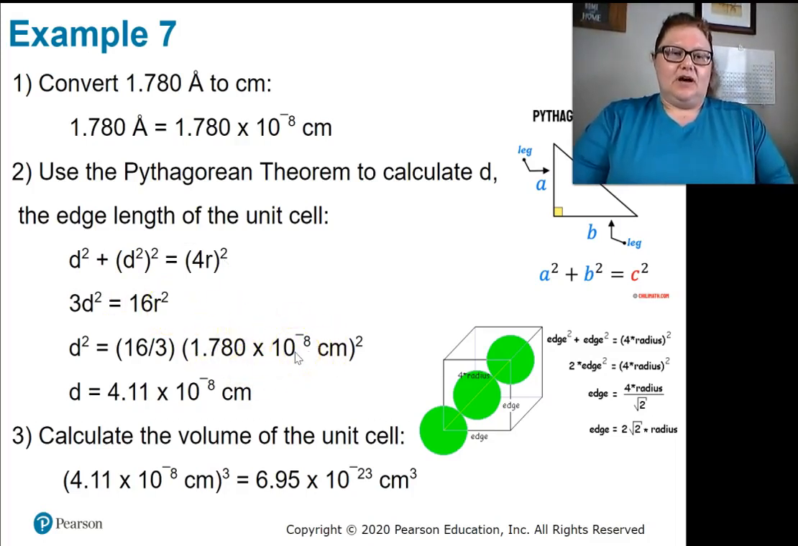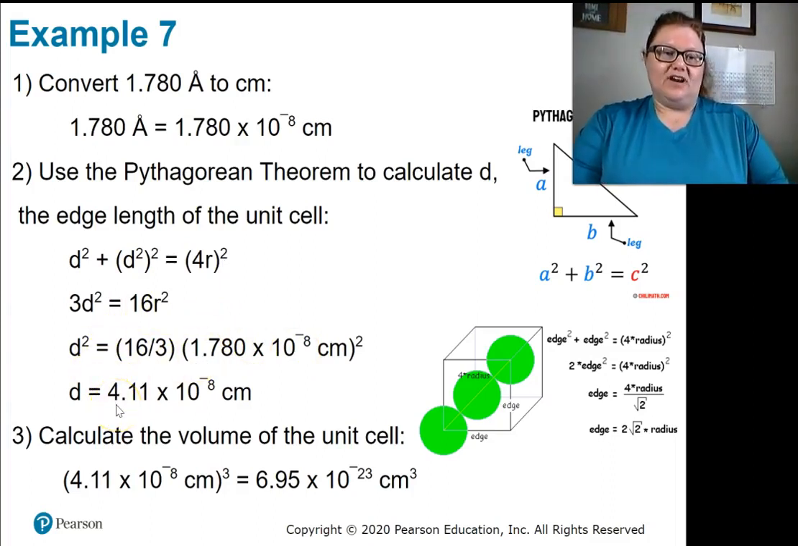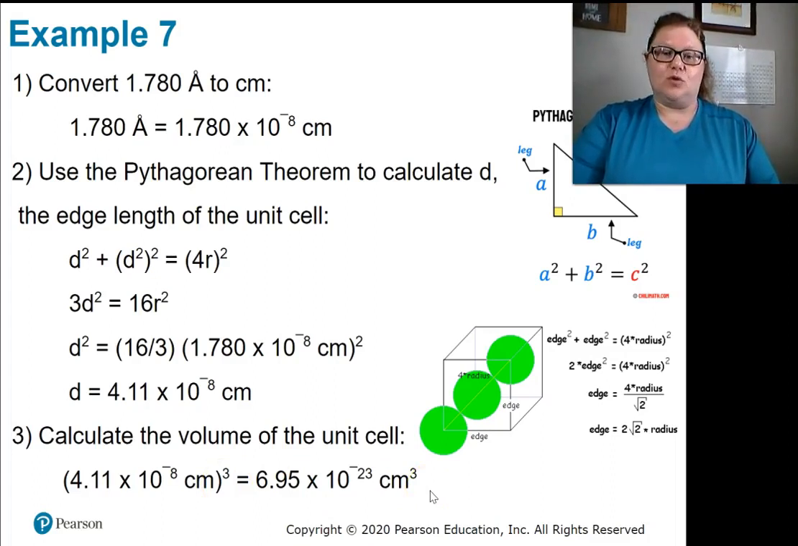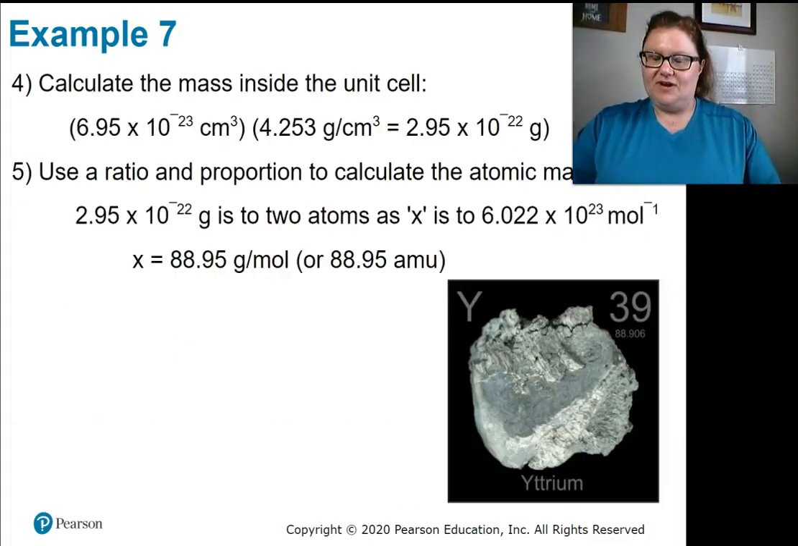Okay. We're going to simplify, and we're going to get one edge as this number here, 4.11 times 10 to the negative 8. Again, we're still in centimeters because we converted angstroms to centimeters. We're still working in centimeters. Okay, that's okay. We got one length, so we're going to calculate volume now. Length times width times height, or just cubing this number. So here's the cubing, and we get this value, 6.95 times 10 to the negative 23 cubic centimeters. Are we done? No, because we weren't asked to calculate volume. So here we have the rest.